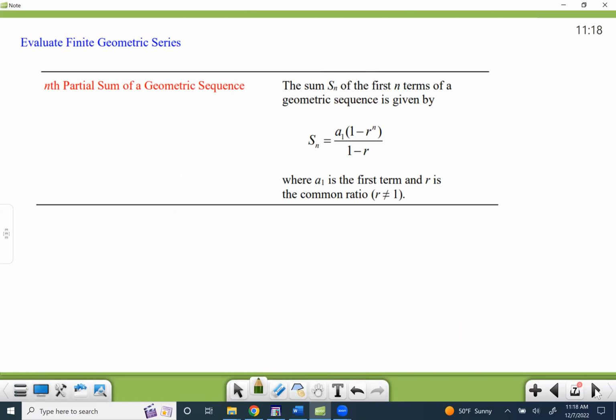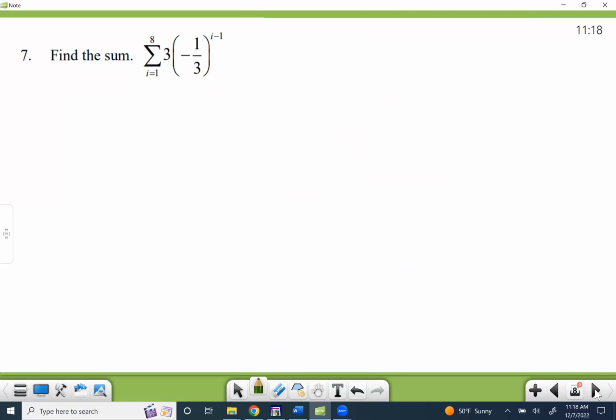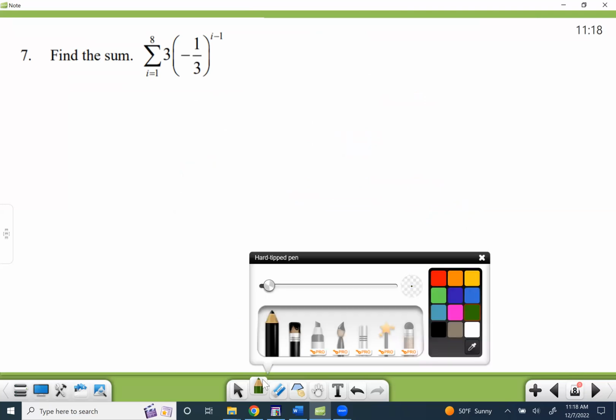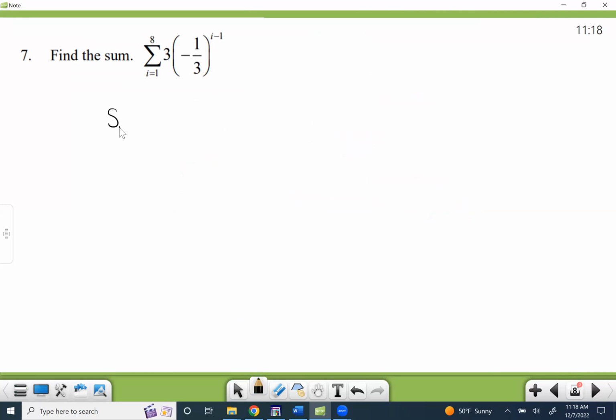Okay, so just like with arithmetic, we not only have a formula to find the nth term, but we have a formula to find the sum of the first n terms. So this is going to be the sum of a finite geometric series. It has to be finite. Notice r can't be 1, because that would give me 1 minus 1 in the denominator, which means it'd give me 0 in the denominator. We are not allowed to divide by 0. So let me go ahead and write down the formula.